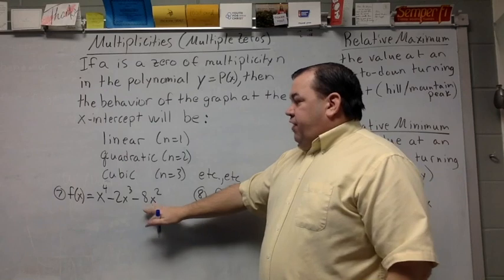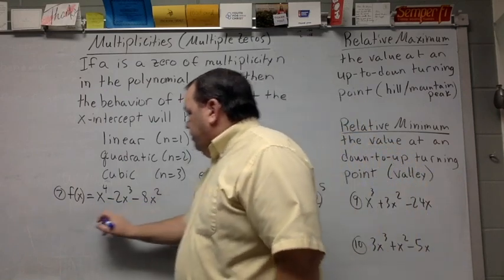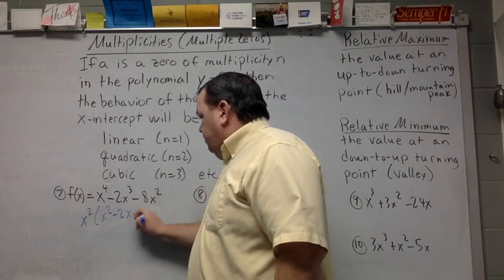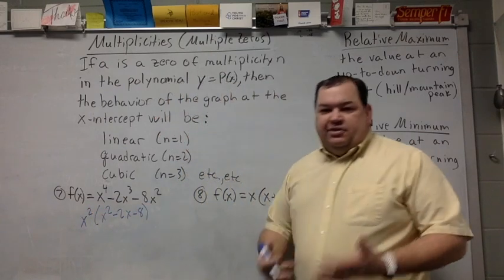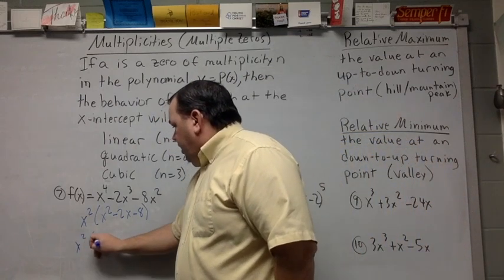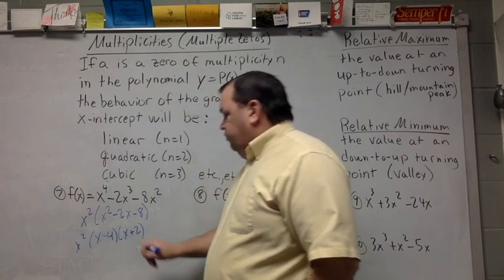Now, if I need to factor first, I'm going to factor. These all have an x squared in common, so I'm going to take that out. And what's left still factors. So I have my x squared, I have an x minus 4, and an x plus 2. So now it's in factored form.